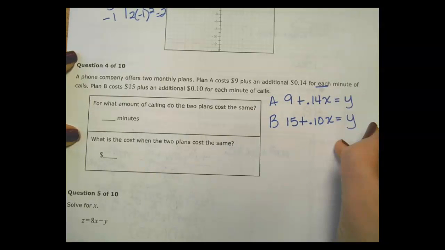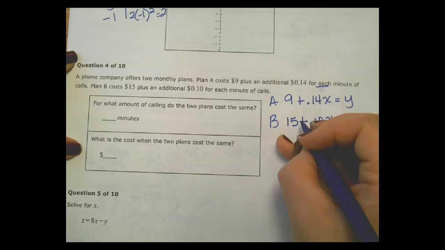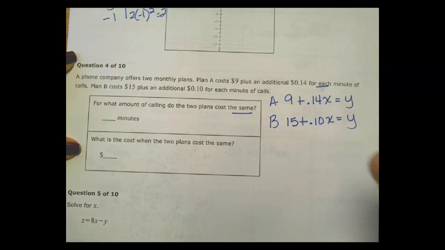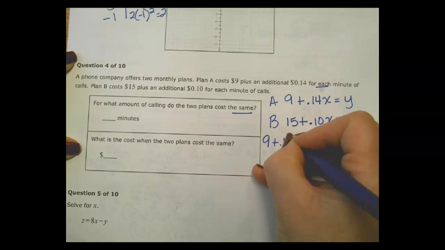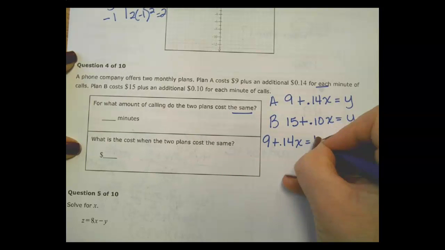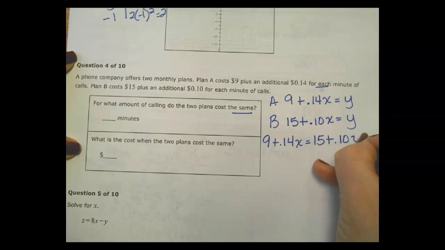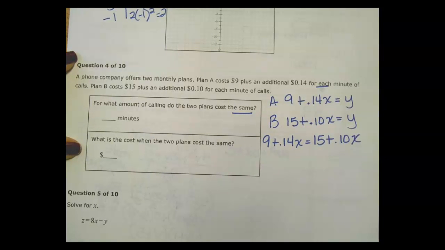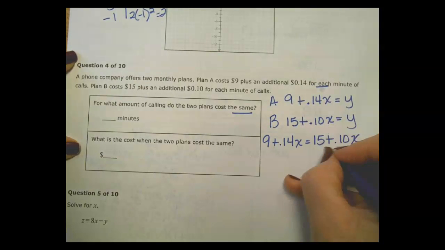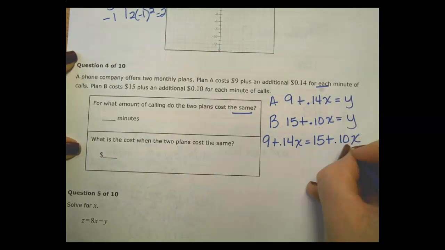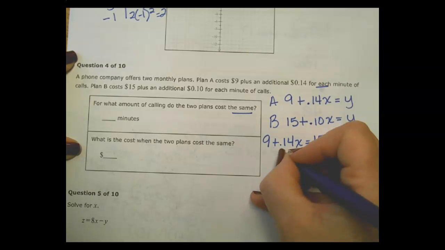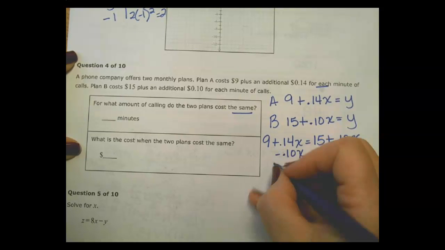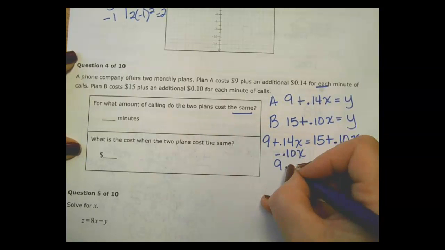So you can graph this on your own and see where it crosses. You can throw it into Desmos. Or here it says when they are the same. If they're the same, then you just set them equal to each other. Once you get the x, then you substitute it back in to get your y. I'll go ahead and finish this one so you can see it. I need to get my variables together. I always send the smallest one over. So minus 0.10x, 9, and what is that?